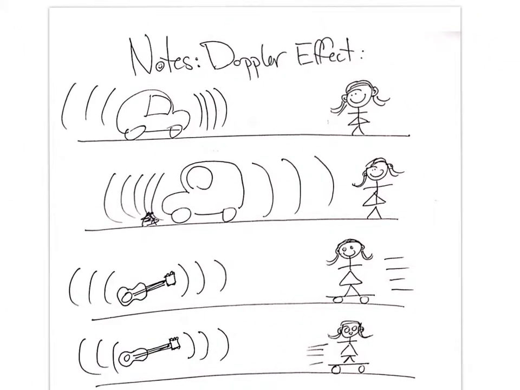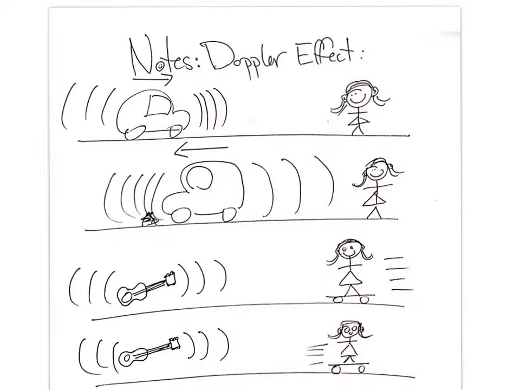Here they are. One situation, so here's you, and I drew your ears extra big because you're the listener. So in this situation, in the top two, you are stationary. You don't move. The source of sound is coming towards you in this situation. And in this situation, the source of sound is moving away from you.